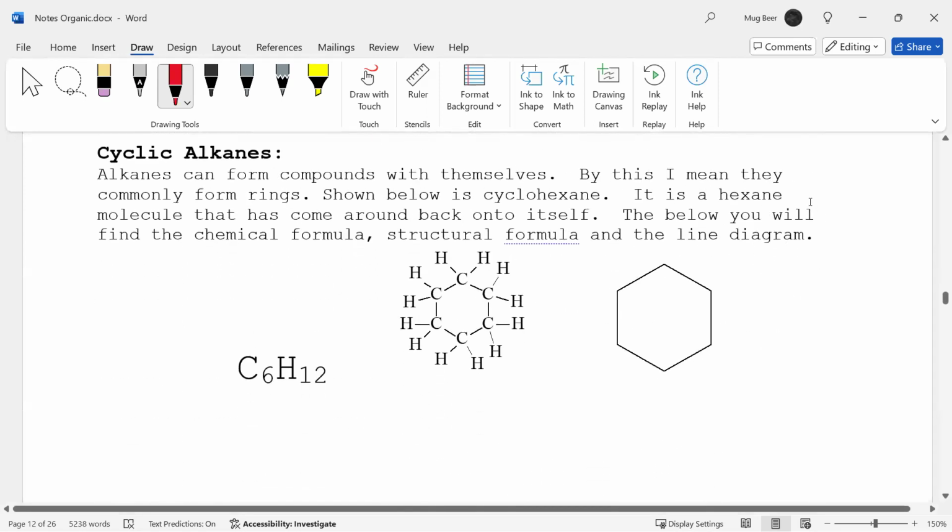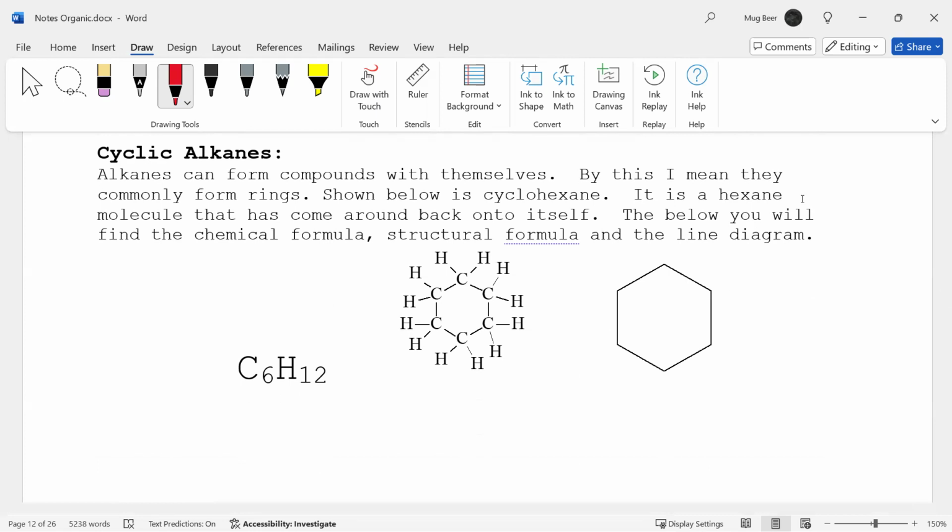Okay, a little bit about cyclic alkanes. So the formula changes because now I don't need to cap the ends. So it's not 2N plus 2, it's just 2N. And the reason it's like that is because the ends have come back around on themselves and reattached. So we can get rid of those two H's. But these are super common.